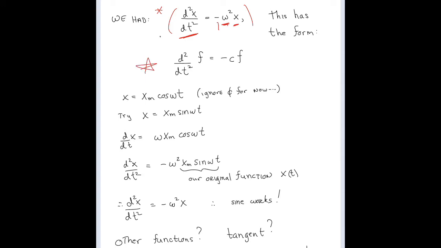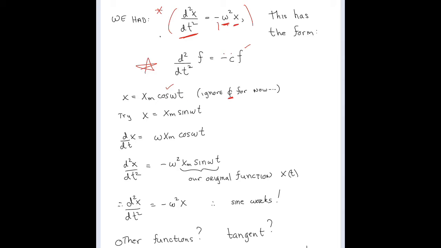So that has this form, right? Here's your function. You take two derivatives with respect to time, you get minus a constant times the exact same function back. So that was the motivation for why we picked cosine in the first place, because you take two derivatives, you get a cosine back with a negative sign. And I'm ignoring the phi for now. I don't need to write omega t plus phi.